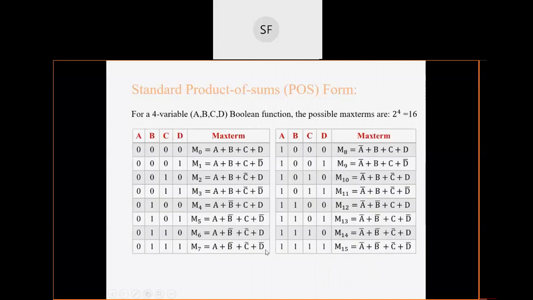So same here also, I have mentioned all the possible max terms for a 4 variable Boolean function. Just apply the same logic and kindly go through it. Possible max terms are given by the formula 2 raised to power n, that is 2 raised to power 4, because in this case 4 variables are used, so it becomes 16. Here you can observe 8 max terms are given here, 8 max terms are given here. So 8 plus 8, 16.